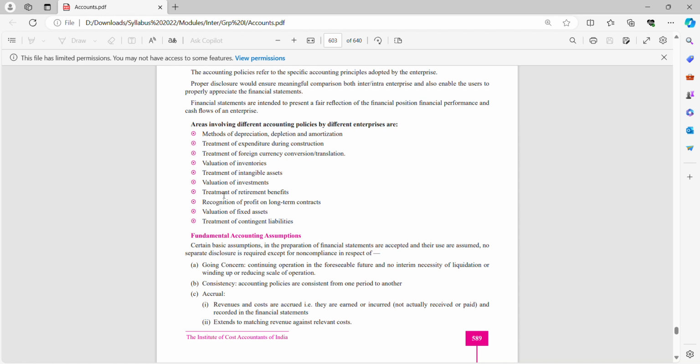Accrual. Revenues and costs are accrued, that is, they are earned or incurred and recorded in the financial statements. Suppose Mr. A comes and tells me, please give me 10,000 water bottles, but payment I'll give you next month. I will still record this as sales, accrued sales. Revenues and costs are accrued even though I'll get the money after 30 days. So certain basic assumptions are going concern, consistency, and accrual.